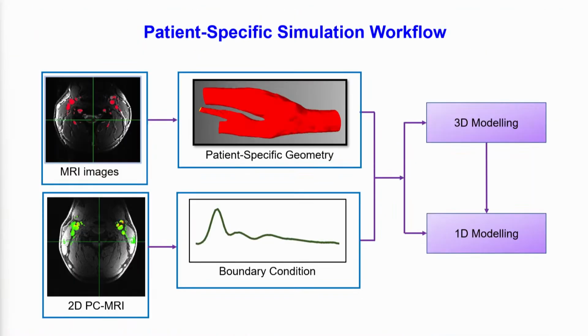So, what are you going to do with this? You have MRI images or 2D phase contrast MRI images. From MRI images you can construct the geometry, and 2D phase contrast MRI will give the flow data, so you can get the flow boundary condition. So, you now have a geometry and a boundary condition, and if you have a reasonable idea of the properties, you can do the fluid structure interaction simulation.